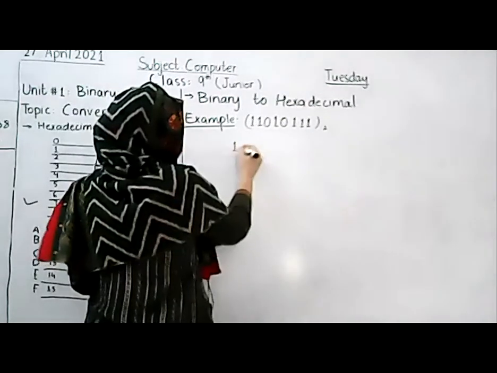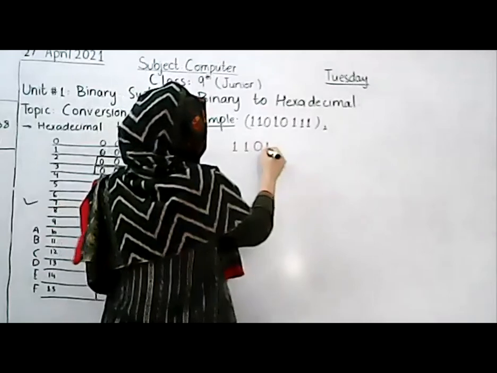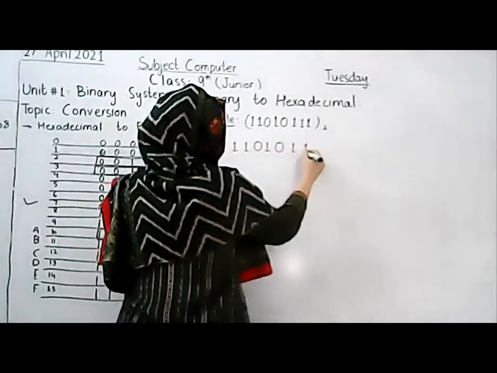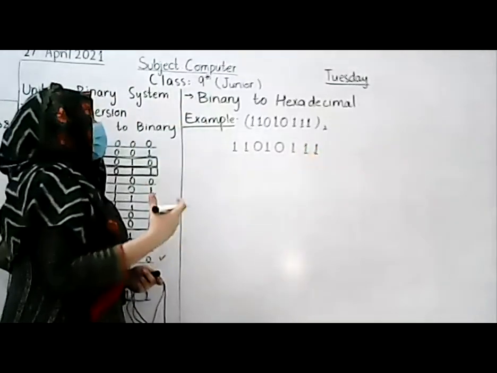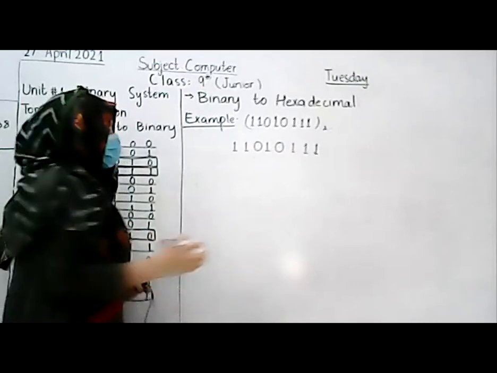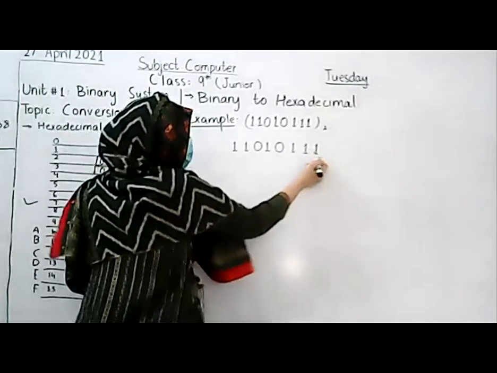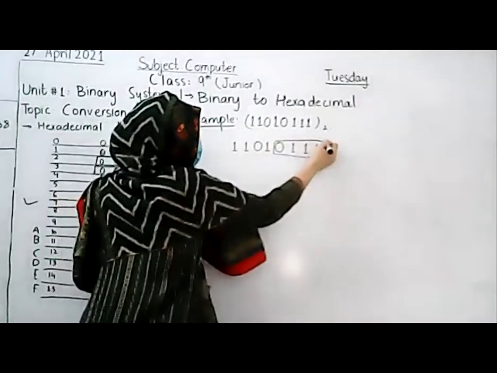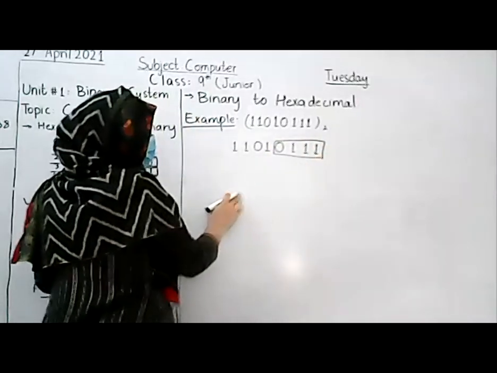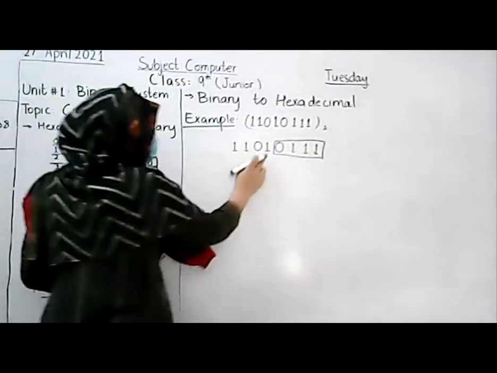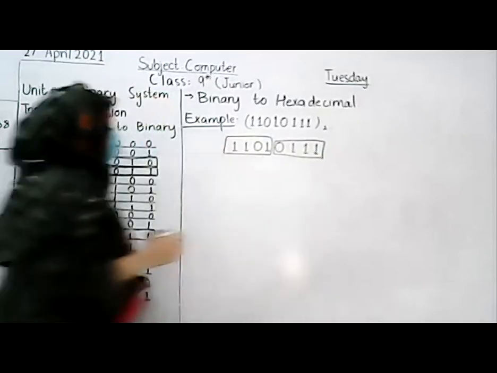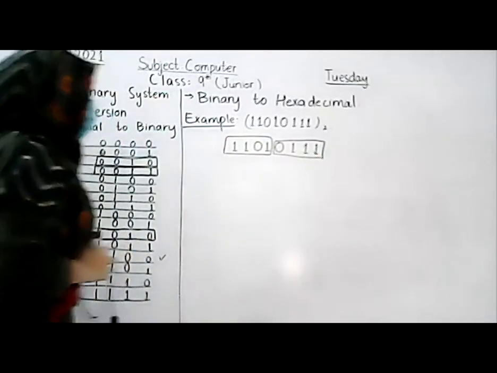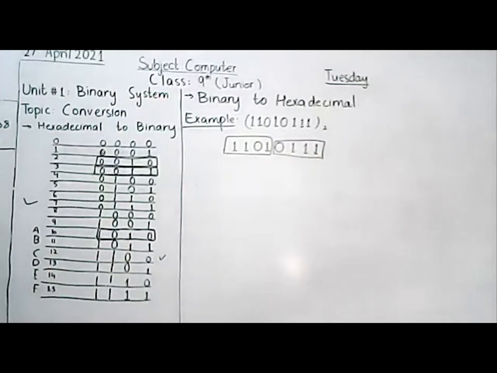So first of all, I will write it again. And then I will start to make the pairs of 4 digits. So 1, 2, 3, 4, 4 digits. This will be a pair, right? And 1, 2, 3, 4. This will be a pair. So here we can see that there are 2 pairs in our example, right?